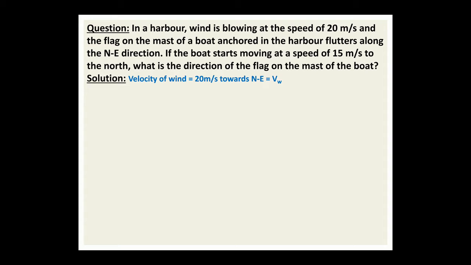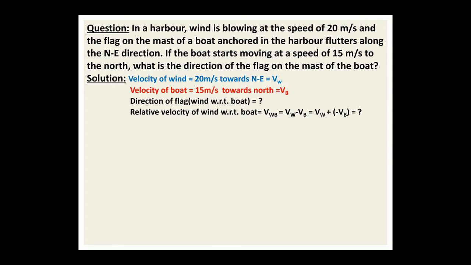Velocity of wind is given as 20 meters per second towards northeast. We are considering it as VW. Second thing is the velocity of boat. It is given as 15 meters per second towards north, and we are considering it as VB. The direction of flag or wind with respect to boat is the question mark, meaning we have to find this.